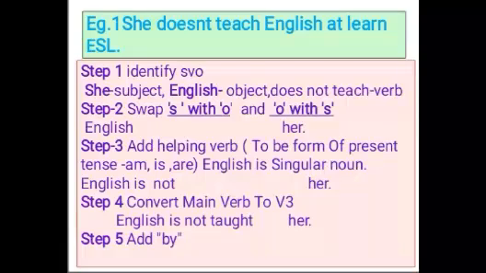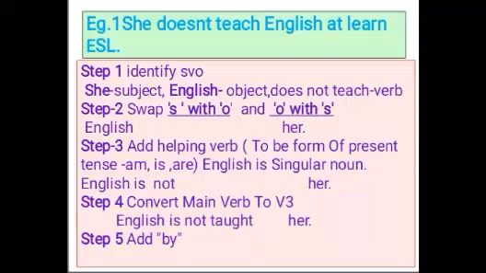Here is an example of a simple present tense active voice sentence. She does not teach English at Learn ESL. Let's see step by step. Step 1 is to find out SVO. She is subject, does not teach verb, English object. Step 2, swap English with her and her with English. Here the subject is she, a pronoun, so it is changed to her in passive voice and written in the object's place in the passive sentence.